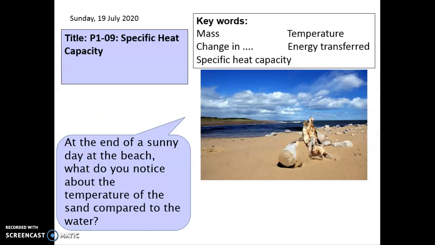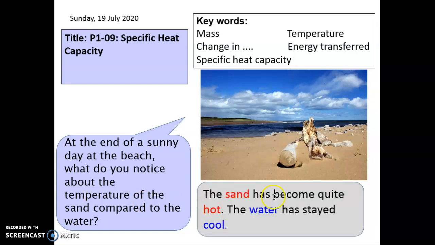Okay, so over to this lesson then. Write down today's title. You might have been swimming at the beach. What do you notice about the temperature of the sand compared to the water? Now, let's just pretend it's been a hot, sunny day. Okay? And even if you thought the water was relatively warm, compared to the sand, what does it feel like? This is something to do with specific heat capacity.